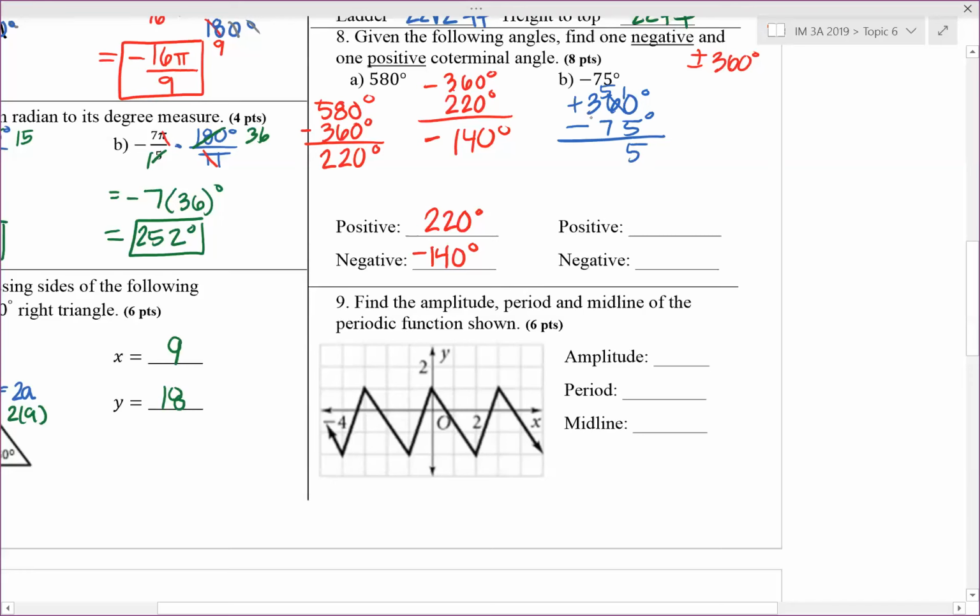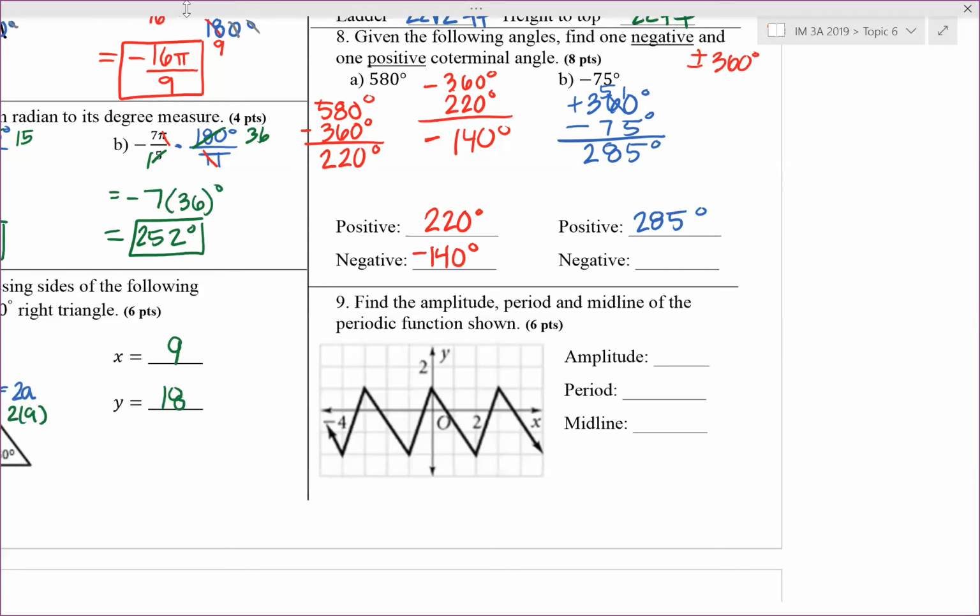And then I have the 7 with the 5. So I can just think about 35 minus 7 is 28. And so that means that 285 degrees is a positive coterminal angle. Because I have to get a negative, this didn't give me a negative answer. I'm going to have to go back and subtract 360 from the 75.